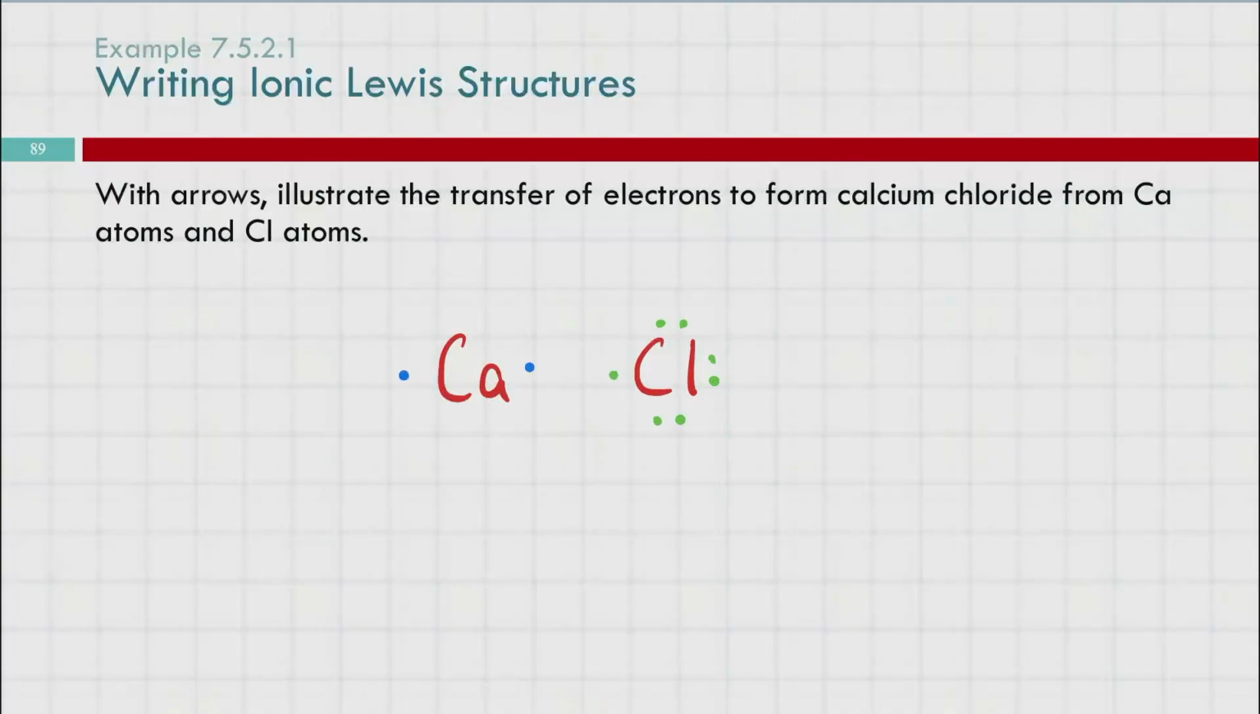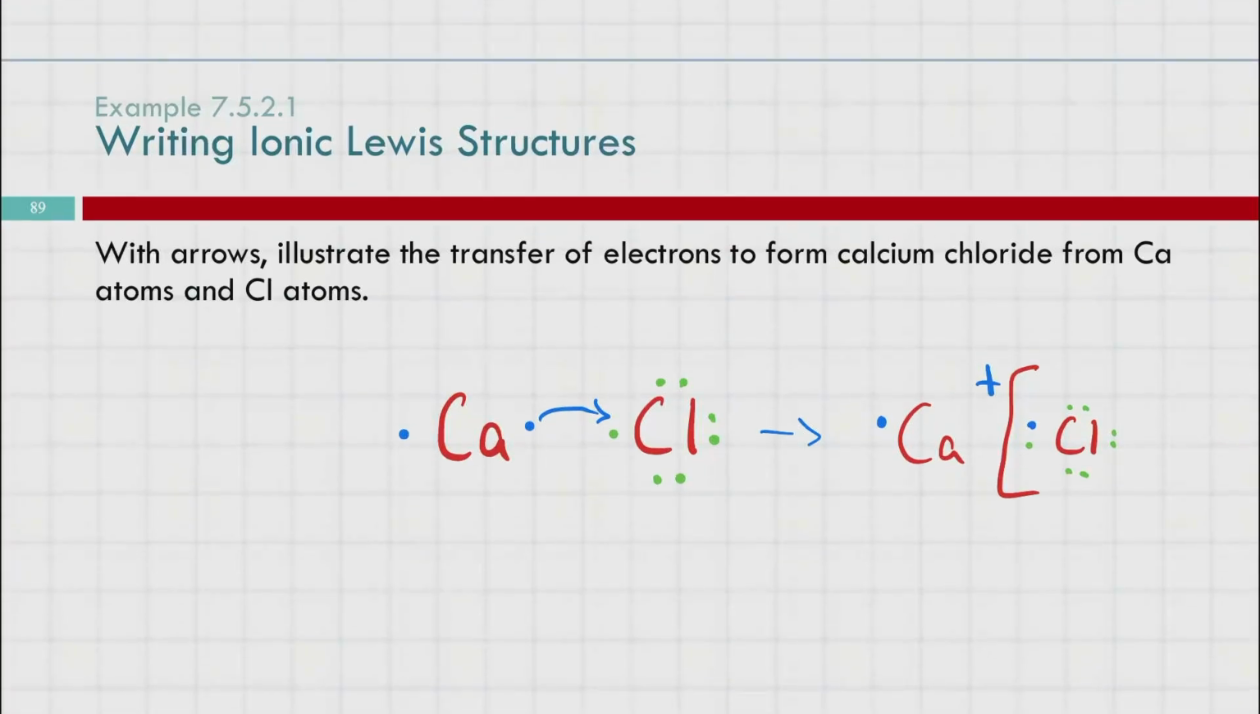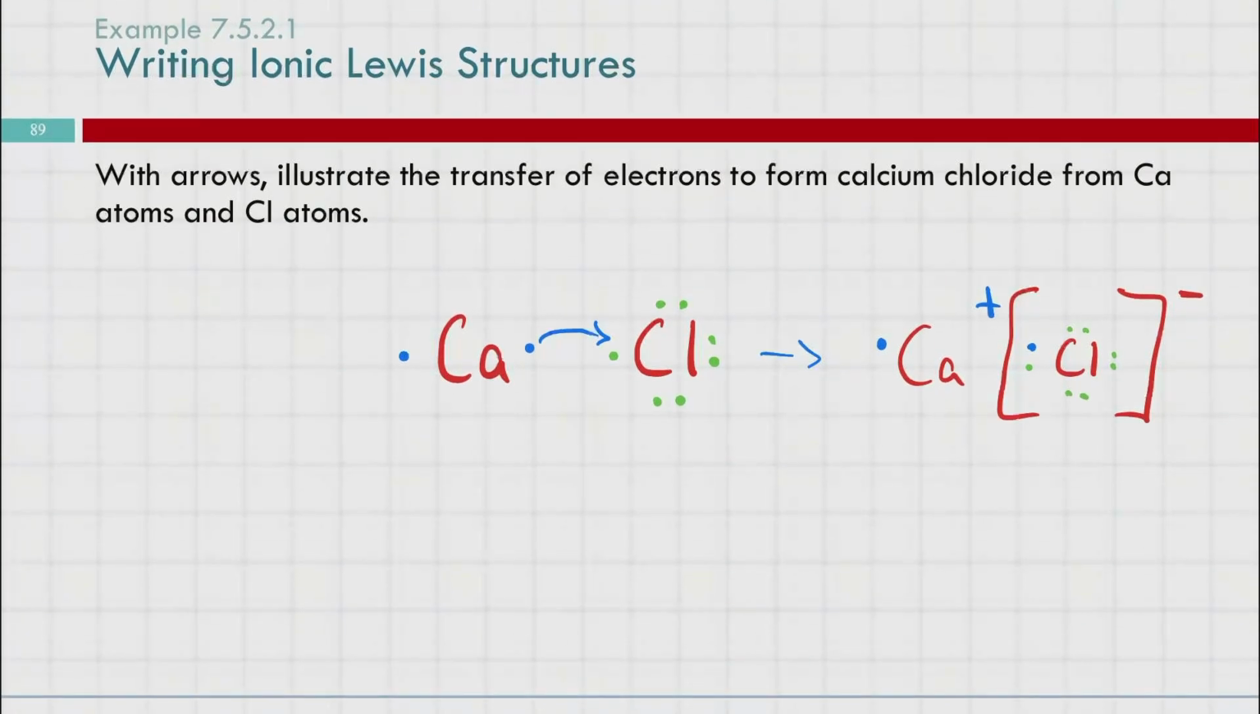In order for that chlorine to get a full valence shell, an octet, it can pick up 1 extra electron. So if we do that, we'll have calcium still with 1 electron and a positive charge. And then in brackets, we'll have our chloride anion with its negative charge outside the brackets.